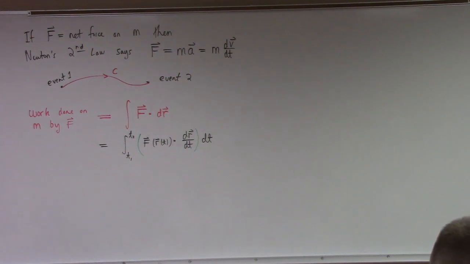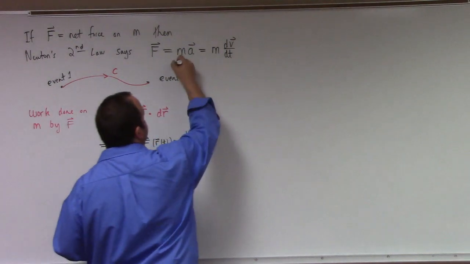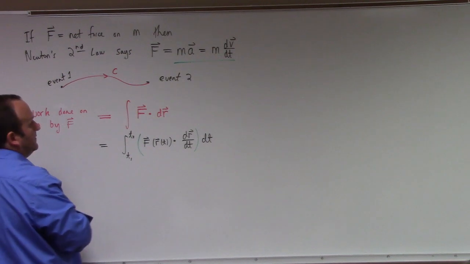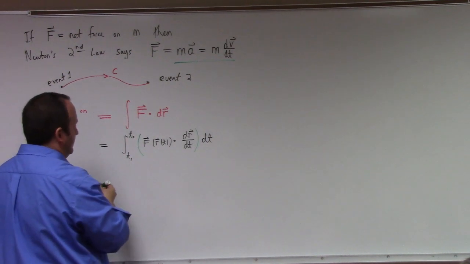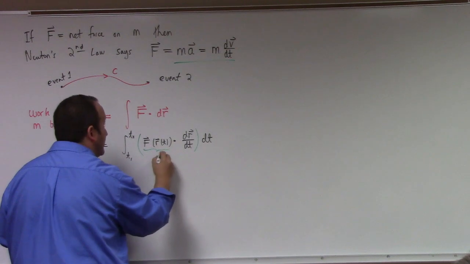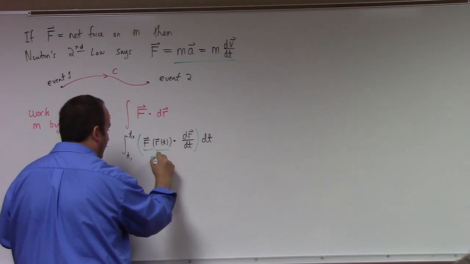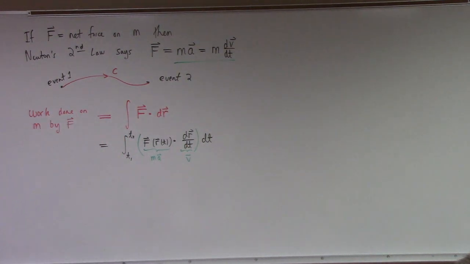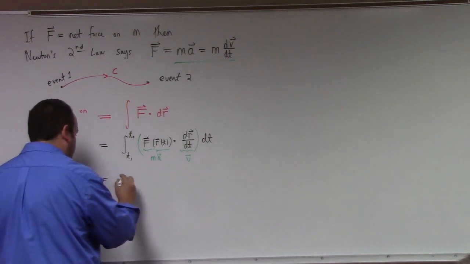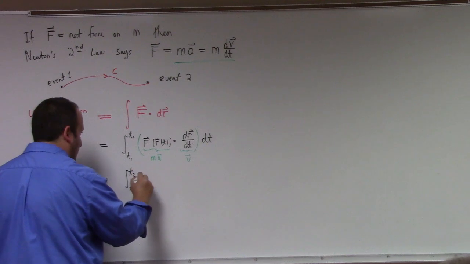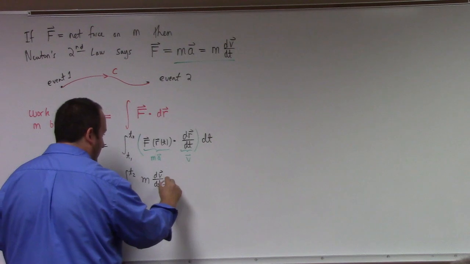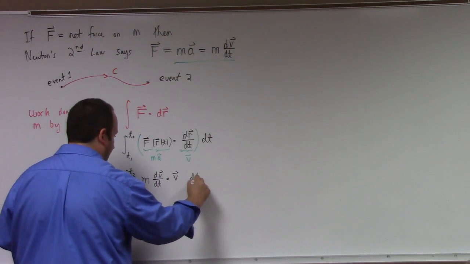But anyway, let's use Newton's law, right? I'm going to run out of board space here pretty soon. The point is that this is also ma, right? And this is v. So since this is the net force, we can apply Newton's second law, and we get that this is the integral from t1 to t2 of m dv/dt dotted with v dt.